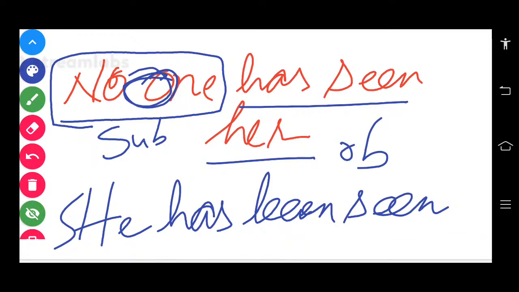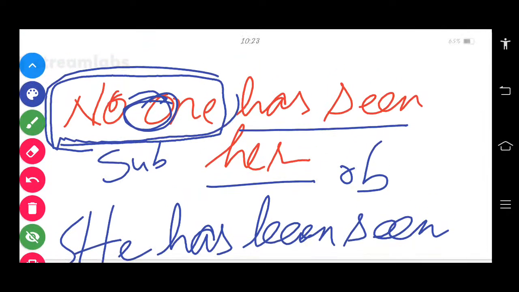Okay, so here the object, we need not use the indefinite pronoun. This one we have already discussed. And one more thing here: no one is a negative indefinite, so this sentence has to be made by using not, so that after has we have to add not. So, she hasn't been seen. She hasn't been seen. This is the correct answer for the sentence no one has seen her.